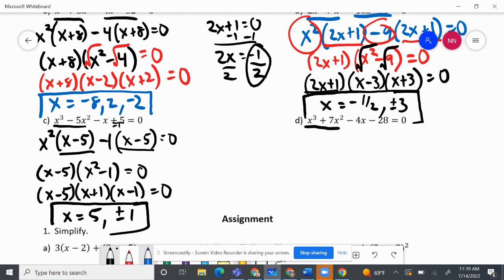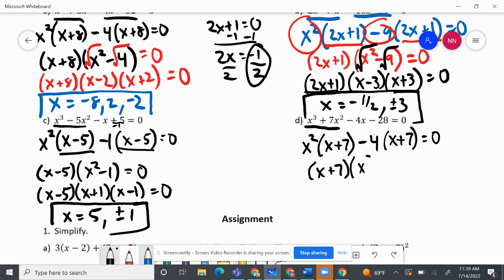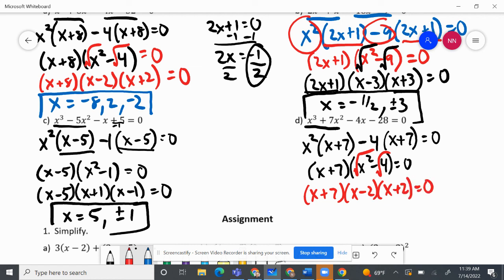So letter D, we see that they have an x squared in common, and that gives us an x plus 7. We have a negative 4, and that gives us an x plus 7. We see that they both have an x plus 7, and then that gives us x squared minus 4 is equal to 0. We can take the square root of each one, and that gives us x plus 7, and then x minus 2 and x plus 2 is equal to 0.